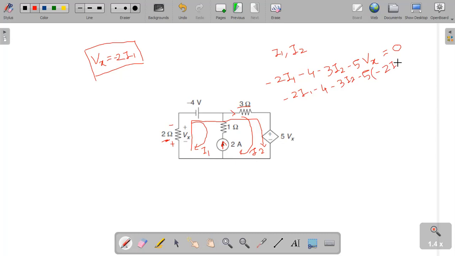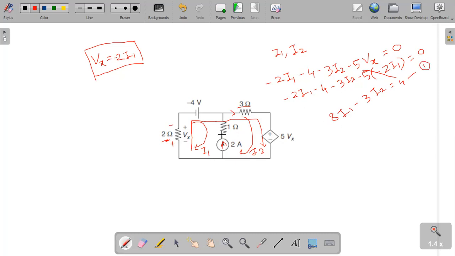So let us simplify this equation. The multiplication of minus 5 into minus 2I1 is going to give us 10I1. This 10I1 minus 2I1 will give you 8I1 minus 3I2, and that is equal to 4. So this is our first equation in terms of variables I1 and I2.